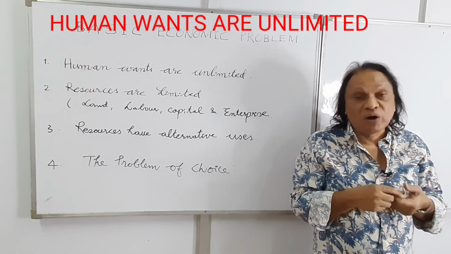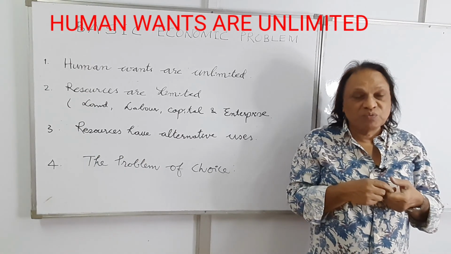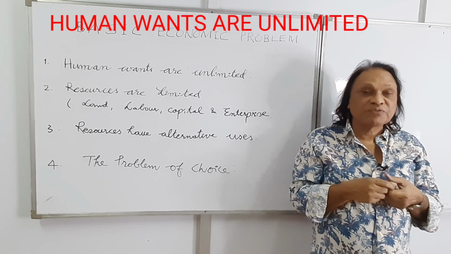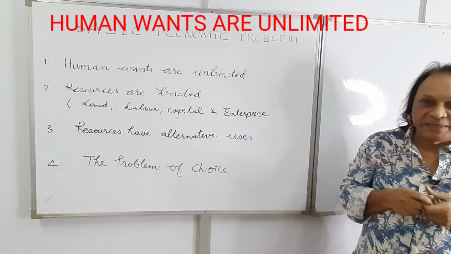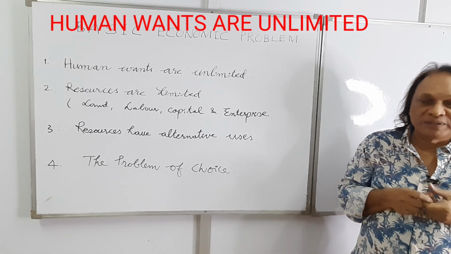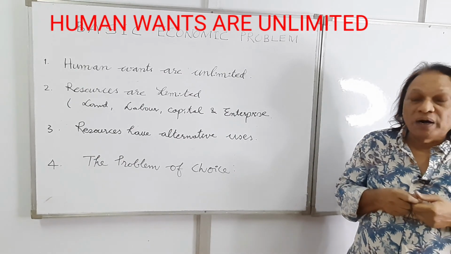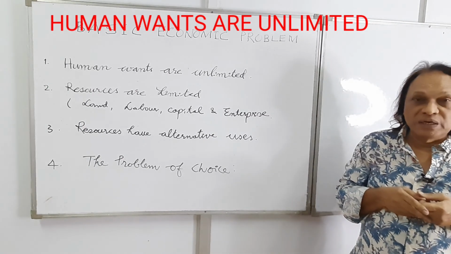If all the wants had the same intensity, then we would have died. We would not be able to fulfill all our wants. That's the first point. So please remember, human wants are unlimited. There is no end to human wants. That's why we can sum it up in one sentence: wants are insatiable. Insatiable means they never come to an end.